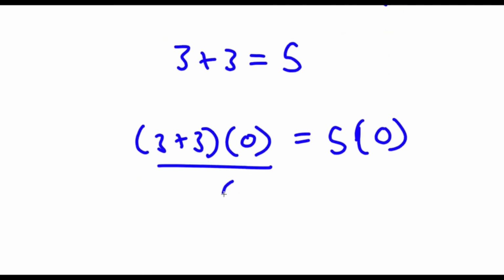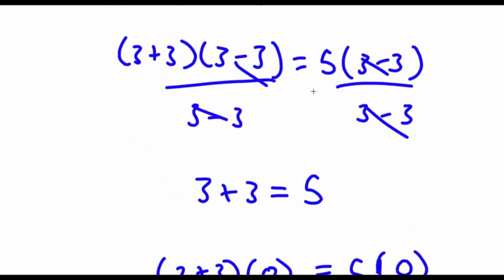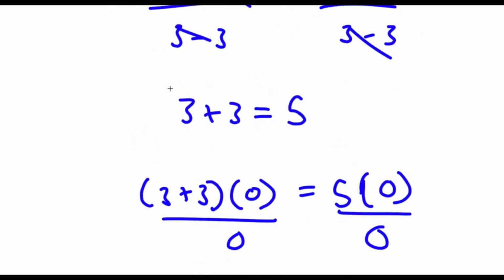So now if I divide both sides by 0, well, 0 divided by 0, that's not equal to 1, that's undefined. So you can't actually cancel these two out because dividing by these is undefined. So that's where this equation is actually wrong, and 3 plus 3 does not equal 5.